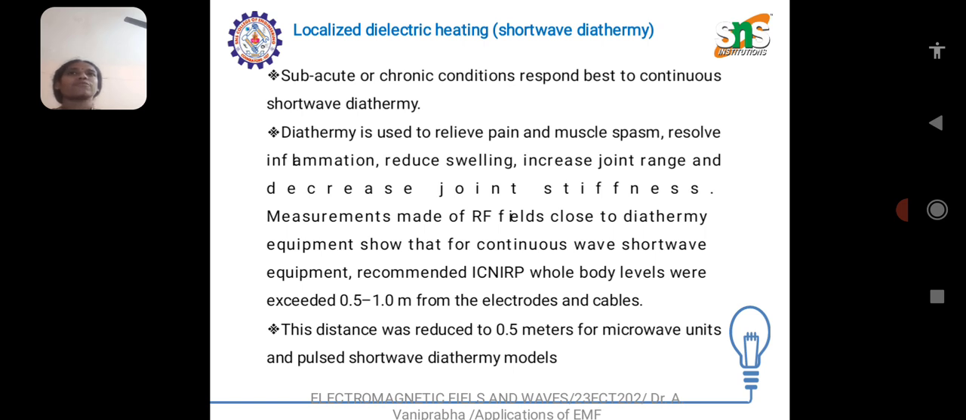Measurements made of RF fields close to diathermy equipment show that for continuous wave shortwave equipment, recommended ICNIRP whole body levels were exceeded 0.5 to 1 meter from electrodes and cables. This distance was reduced to 0.5 meters for microwave units and pulsed shortwave diathermy models.